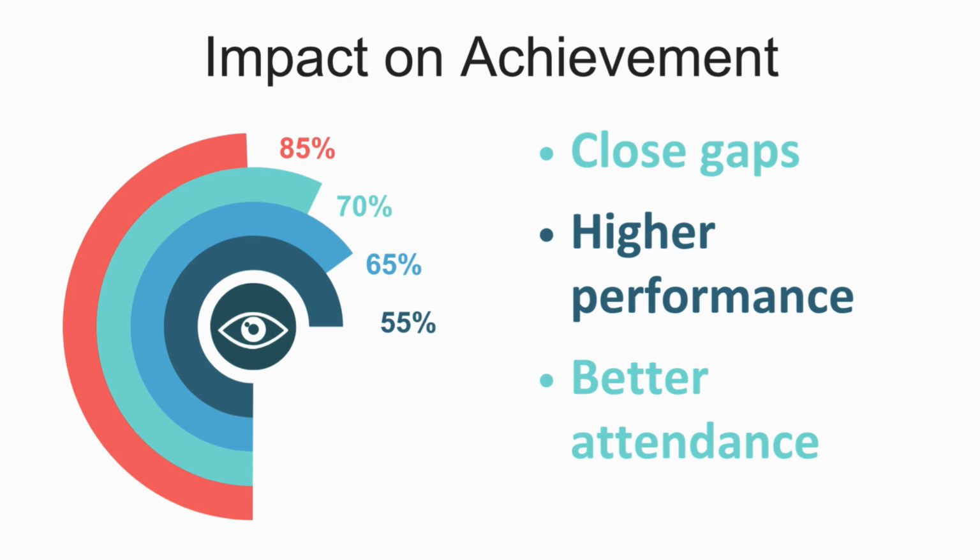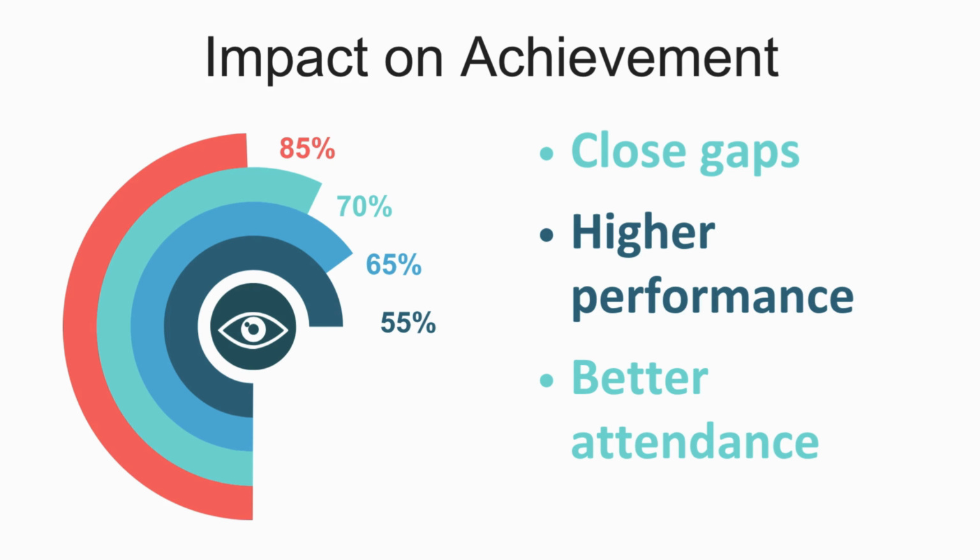What's the impact on achievement? When we address biases, we can close gaps because now all of a sudden I have high expectations for everyone. I'm seeing them for who they are, strengths and weaknesses, no matter what, and we're going to help them improve on that. You have higher performance because, again, the sense of belonging, the confidence, and the engagement increase, so therefore my performance increases. And you may have better attendance.